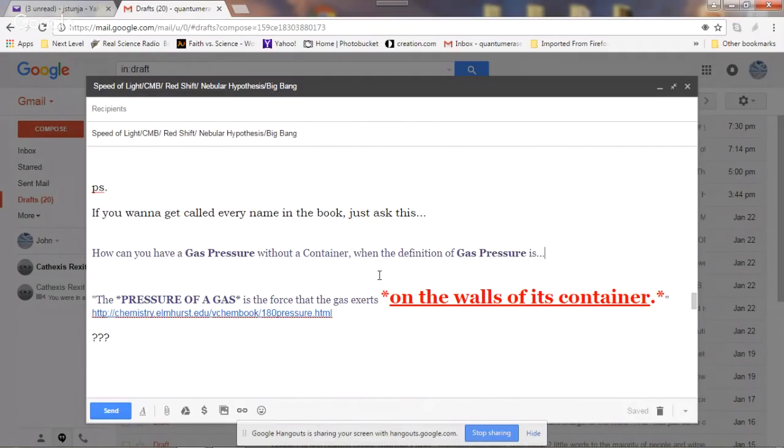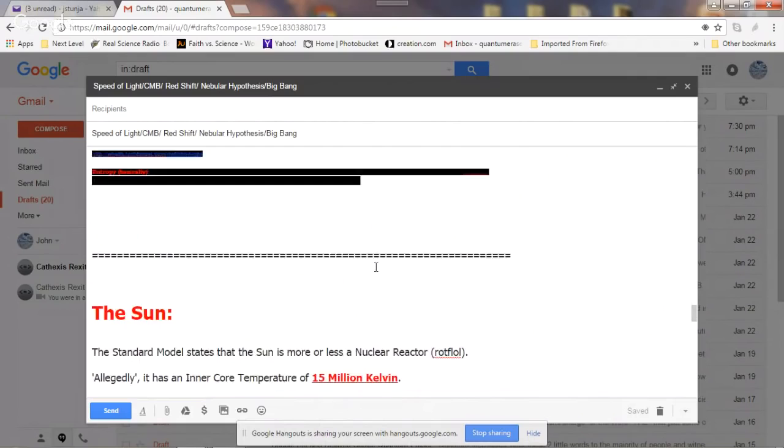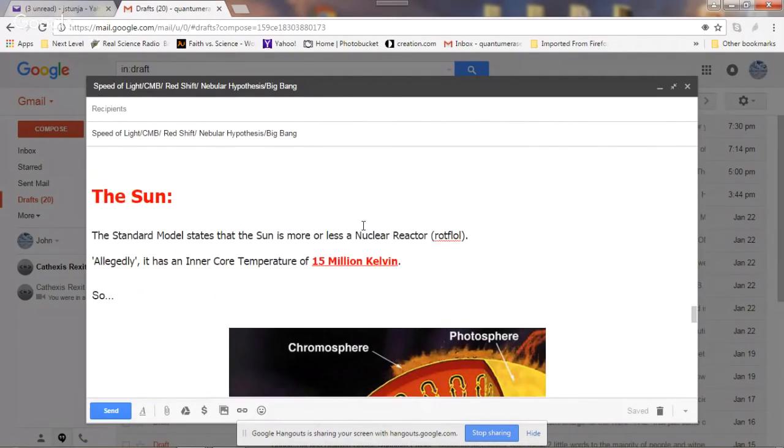But yeah, I ask this to people I just meet on the street. They come knocking at my door, whoever they are. I just ask them this question. They give me that deer in the headlights look. How do we have air pressure without a container? And they love that gravity.